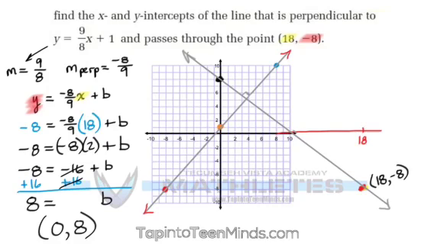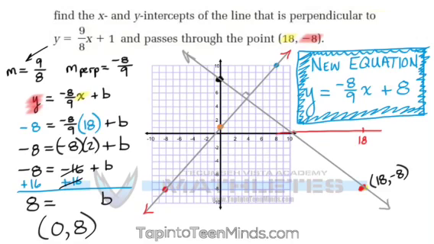So there's a better representation of our new line, which is perpendicular to the original, and thus our new equation is y equals negative 8 over 9 x plus 8, and you would hope that you're done the problem, but actually it does say find the x and the y-intercepts of this new line. So we are not done yet.